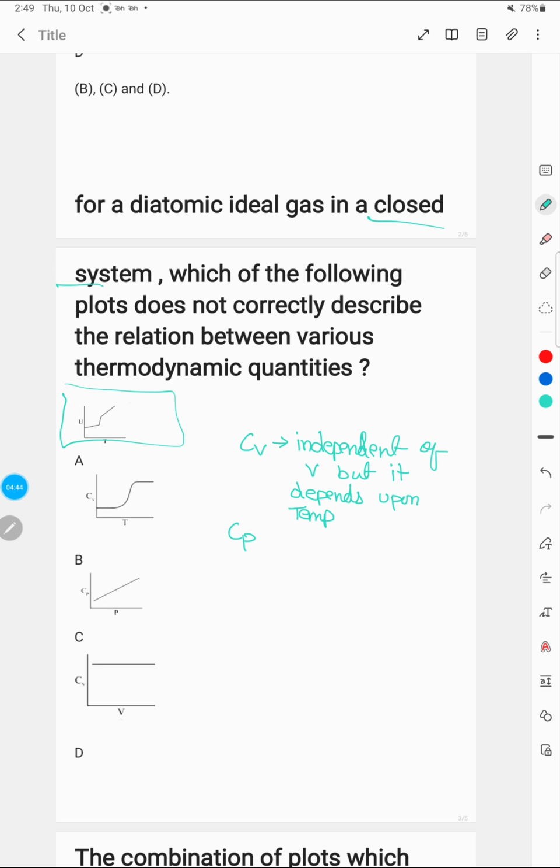In the same way, CP is independent of pressure, but it is dependent on temperature. So if your CV value increases, that is totally independent. So this graph is correct. But in the third graph, we can see that if your value of CP is increasing, your pressure is also increasing. But we know that CP is independent of pressure. So this is the incorrect option, so this will be your answer.